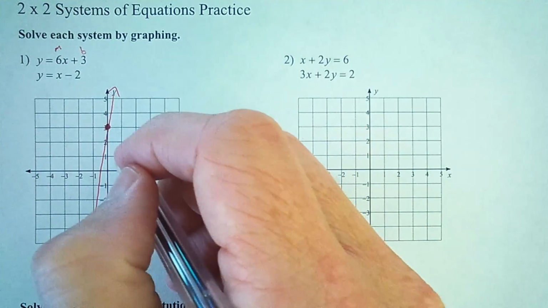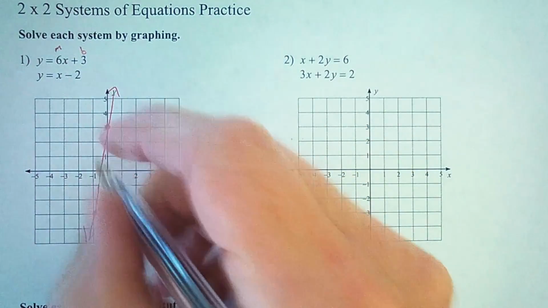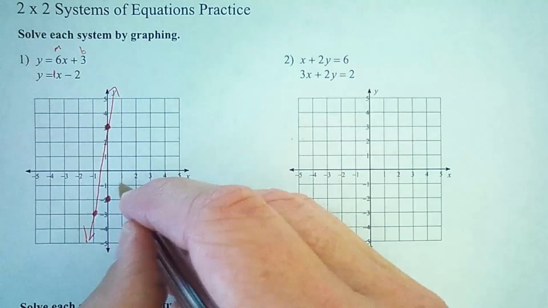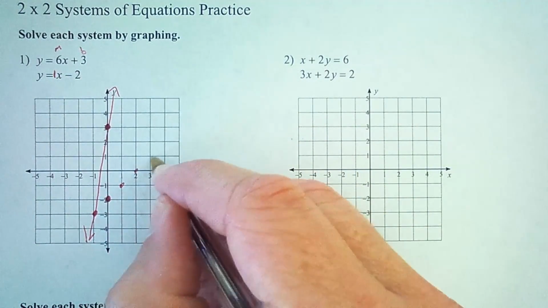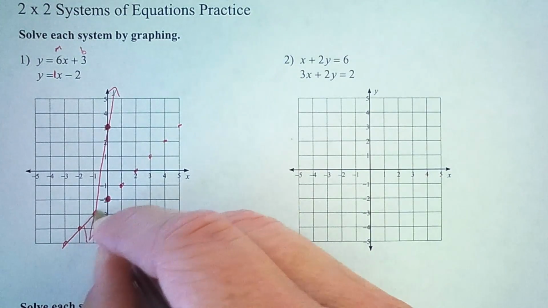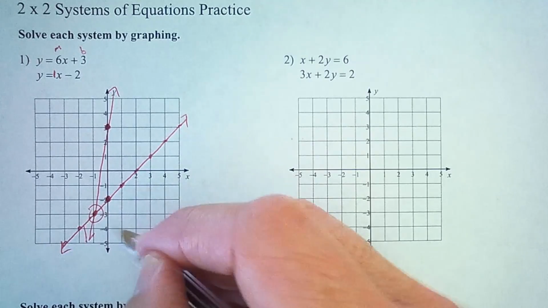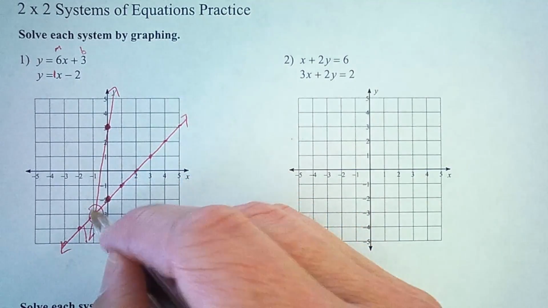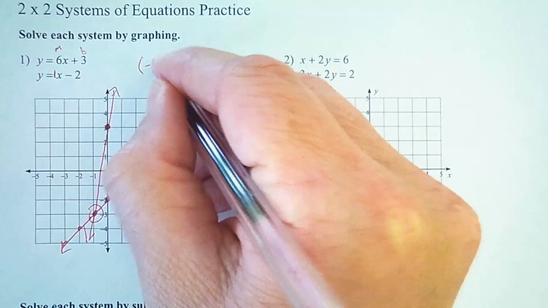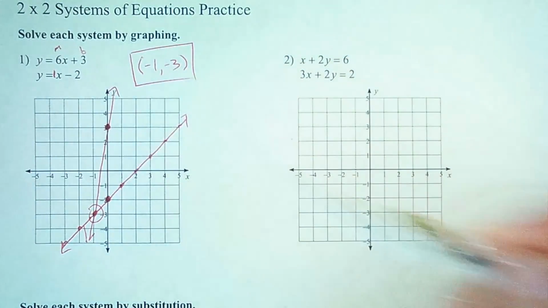The second line has a y-intercept of -2, so we're here down 2, and a slope of 1, so that's up 1 and right 1. And we can also go down 1 and left 1. And we can see that these two lines intersect right here, left 1 and down 3, so the point of intersection is (-1, -3). That is my solution.